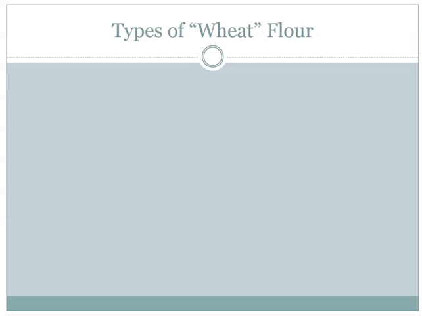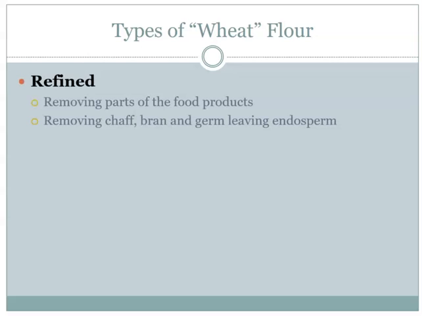Types of wheat flour. So if you were to go to the store and you had lots of options for purchasing a bag of bread, and if you're gluten-free, you can buy a bag that's not wheat. It can be any other type of flour as well. If it says refined, that means that you've removed some of the food product, you've removed that outer layer, the bran and the germ, and you're just leaving the endosperm. So refined flour is generally white and fluffy and doesn't have a lot of nutrients in it, and is not going to keep you full for a very long time.